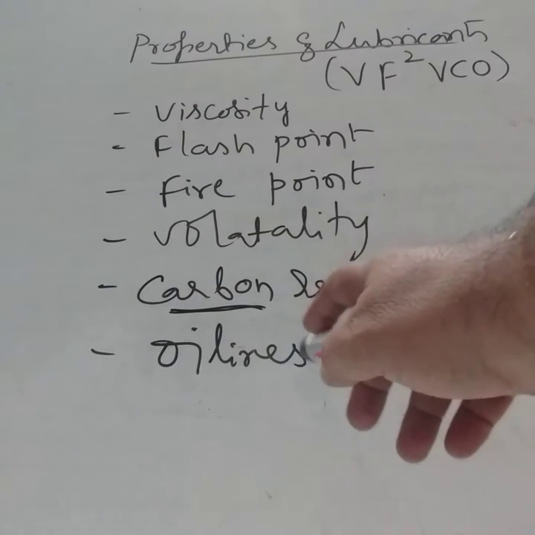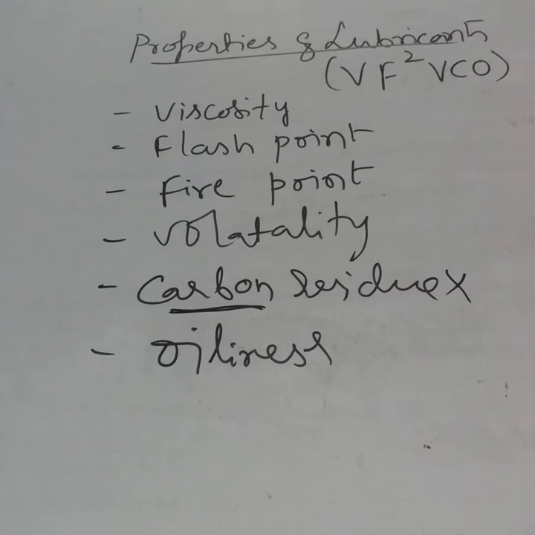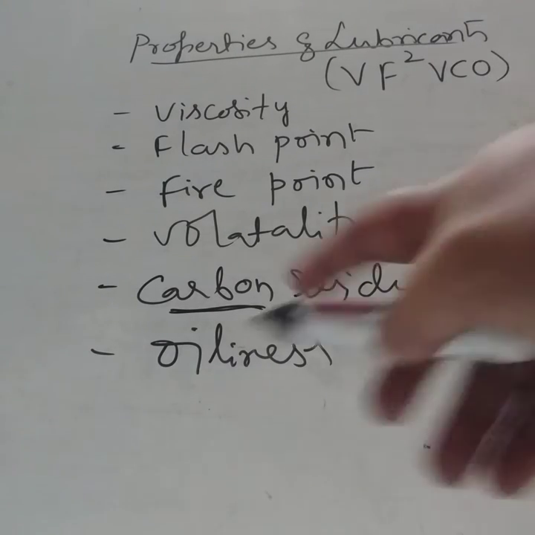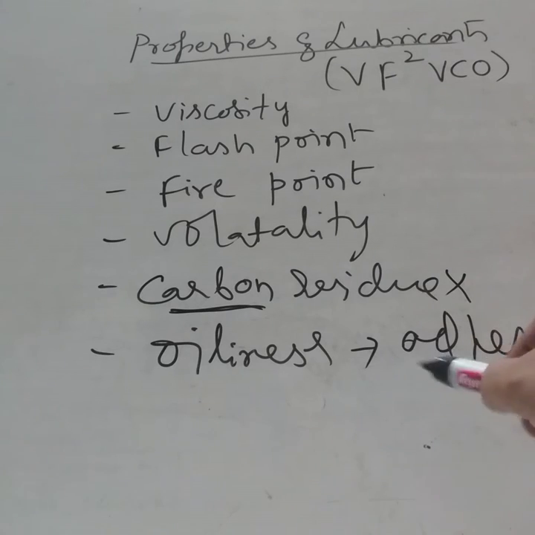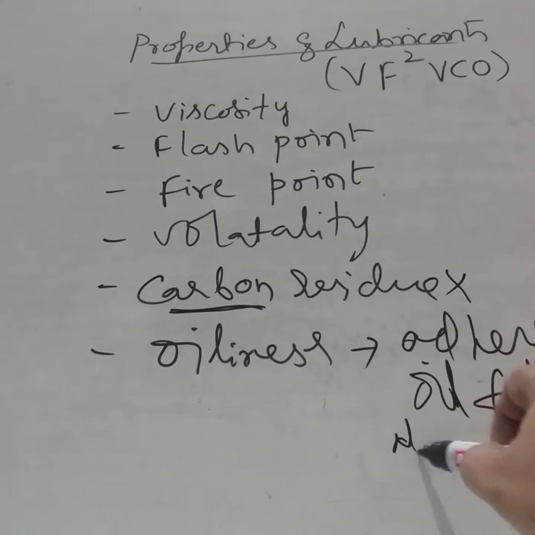And the last property of the lubricant is oiliness. The lubricating oil should have the ability to adhere to, that is, get stuck to the surfaces, so as to always maintain the lubrication or oil film between the rubbing surfaces. So that is what is called oiliness. A good lubricant should have oiliness enough to adhere to surfaces even at high temperatures.